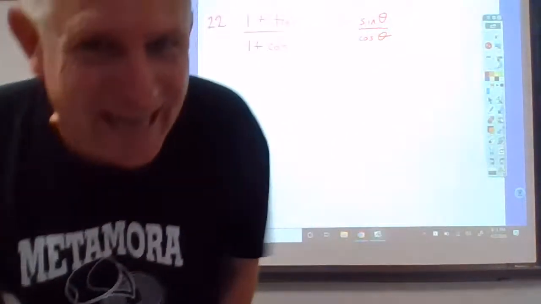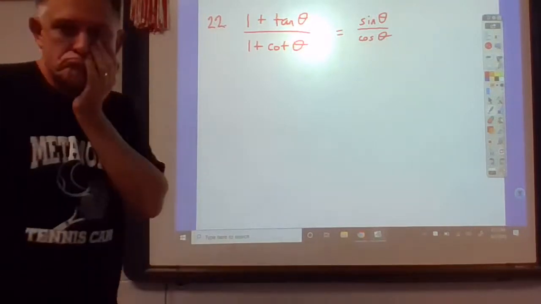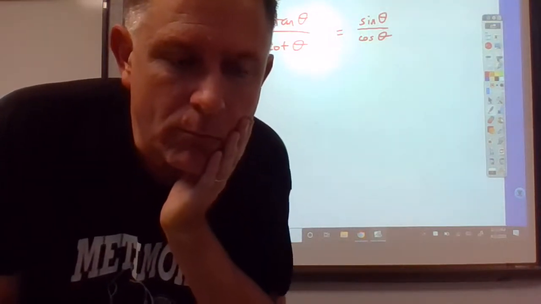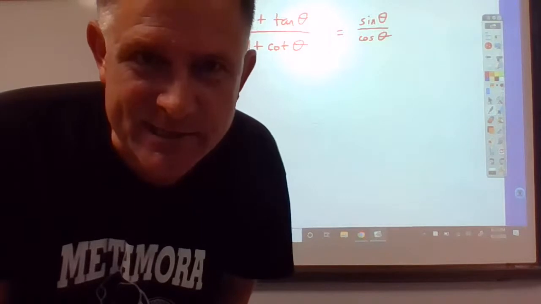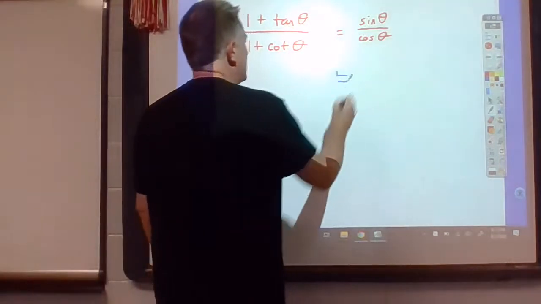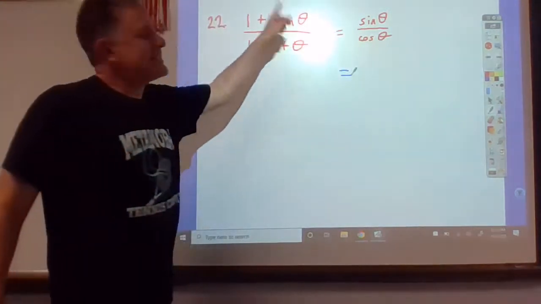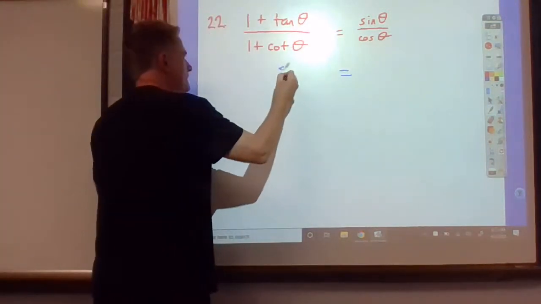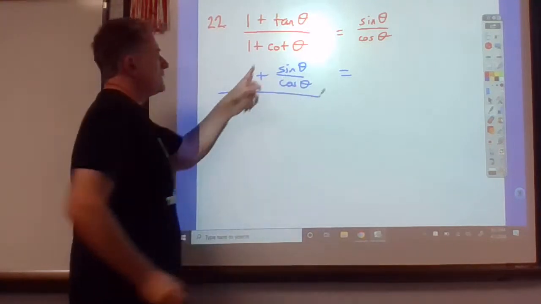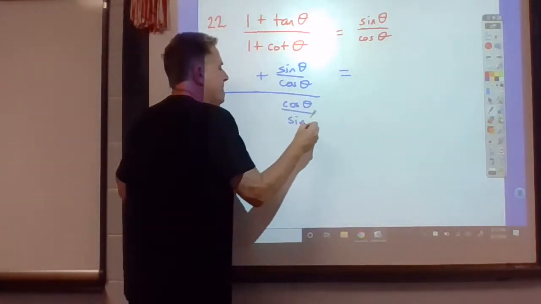22. We should have stopped while we were ahead. This one looks hard. What do you think we should do? I'm going to change everything into sines and cosines. I don't know what else to do. I'm going to try that. Whoops. Tangent is sine over cosine. Cotangent is that.